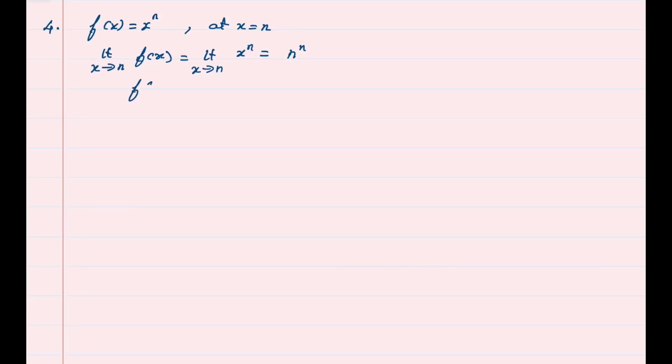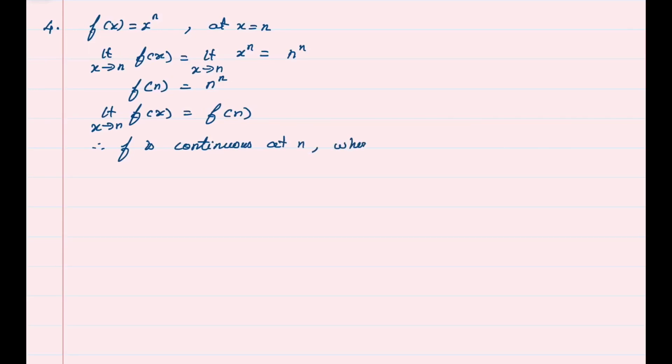Question 4. Prove that the function f of x equal to x raised to n is continuous at x is equal to n, where n is a positive integer. Limit extending to n of f of x is limit extending to n of x raised to n, which is n raised to n, where n is a positive integer, and f of n is also n raised to n. Limit extending to n of f of x and f of n are equal. Therefore, f is continuous at x equal to n, where n is a positive integer.